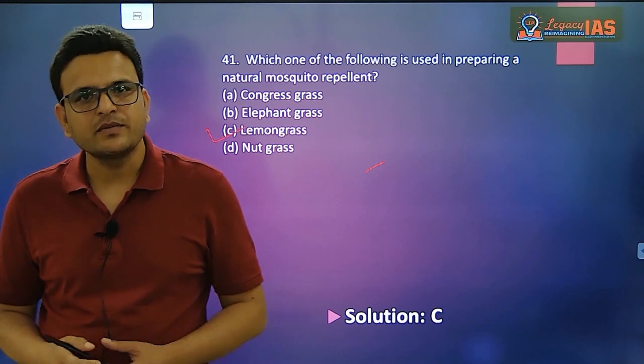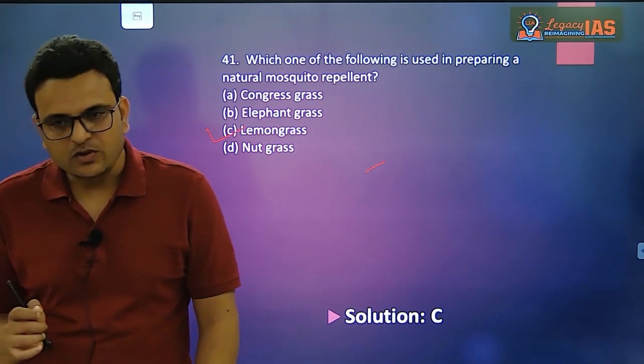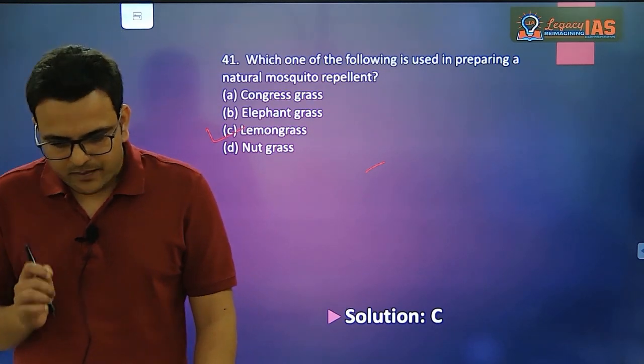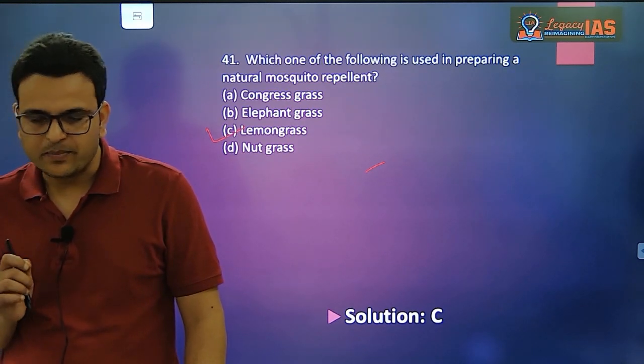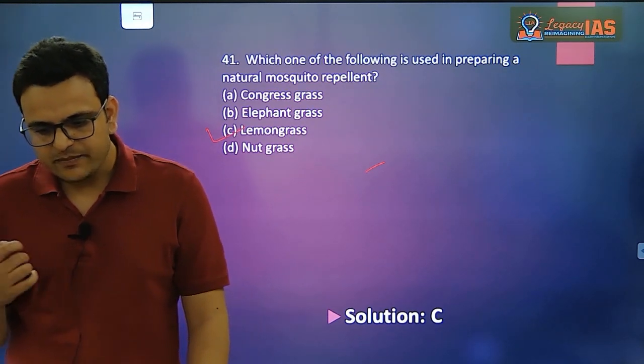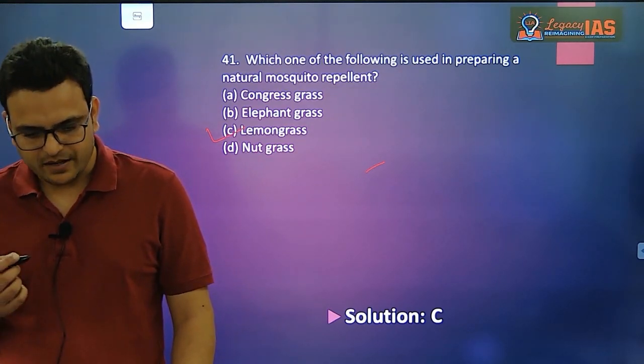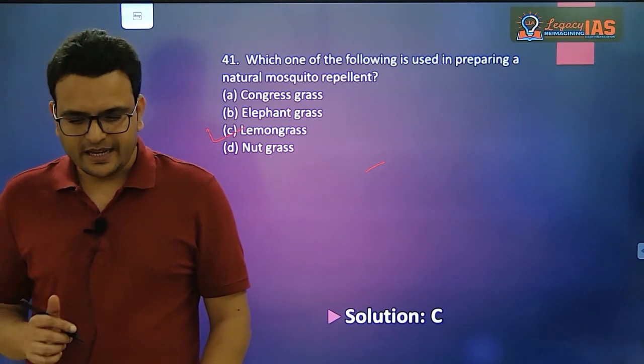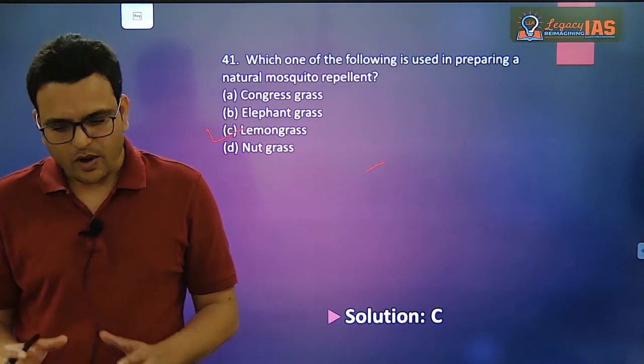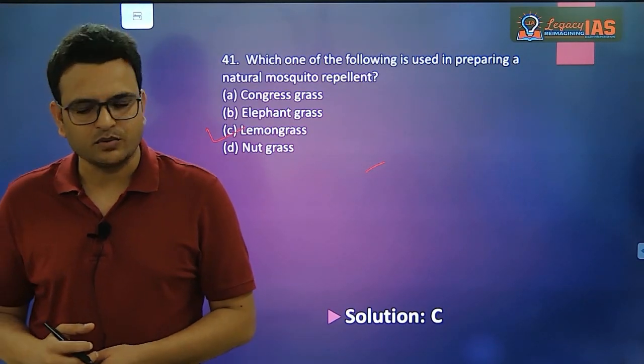Now come to the question number 41. Here this particular question is very factual. You have to know about natural mosquito repellent, meaning the grass which can be used as a repellent, like congress grass, elephant grass, lemon grass and nut grass. Here the answer is lemon grass. You have to know it, only then can we solve this particular question.